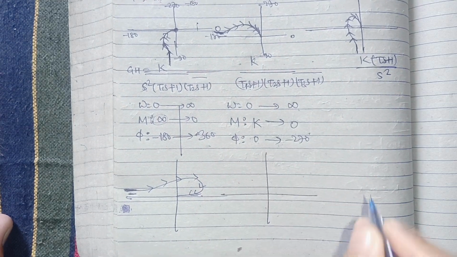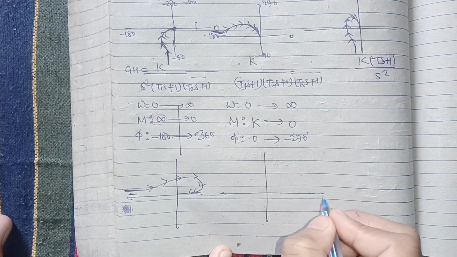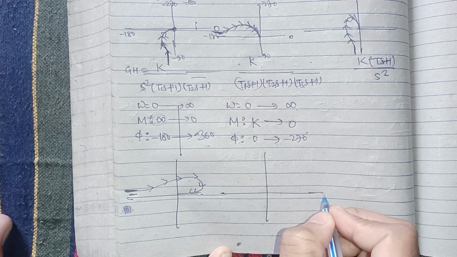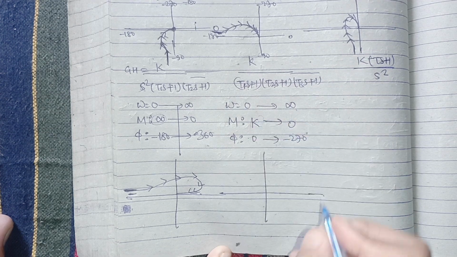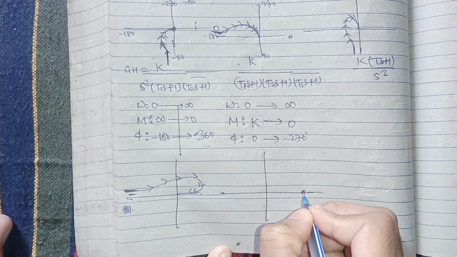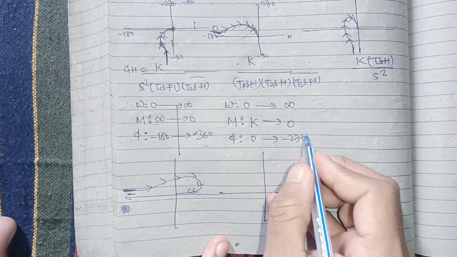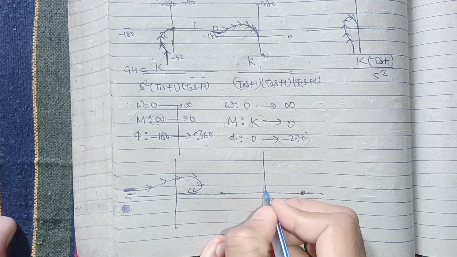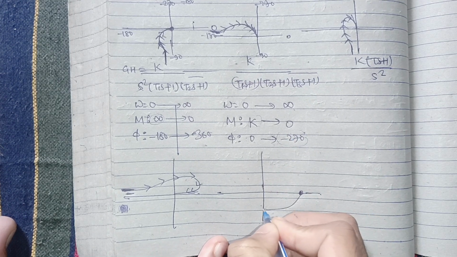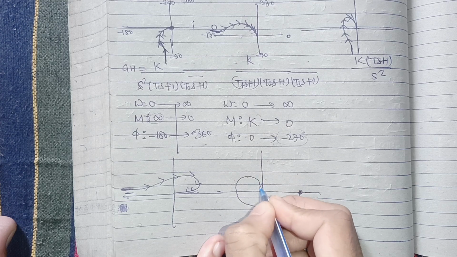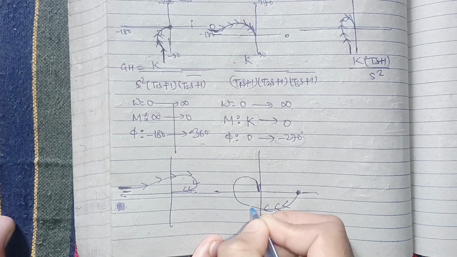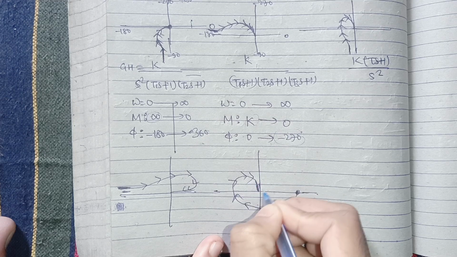So how does it come? 0 degree is here, and it starts from magnitude K, some constant, so let's say some constant here. It goes to minus 270 degrees, so minus 270 is here, and it goes like this, like this.